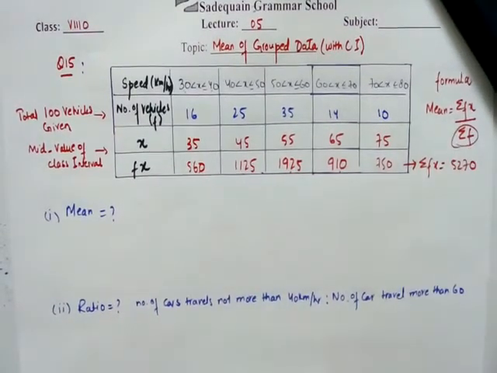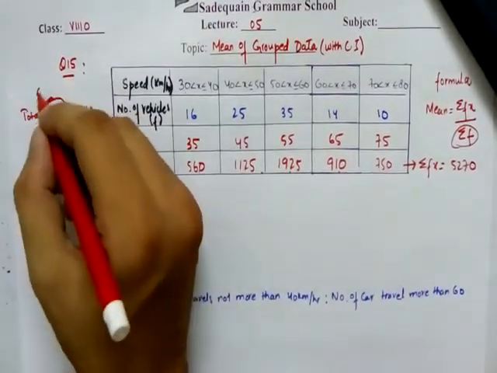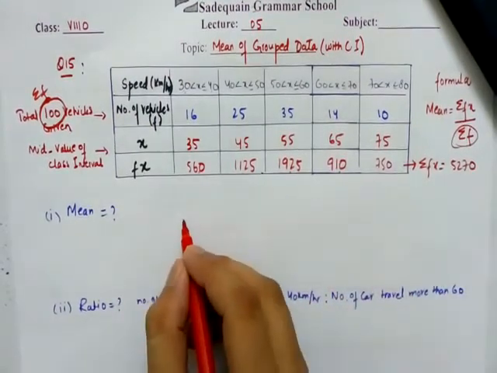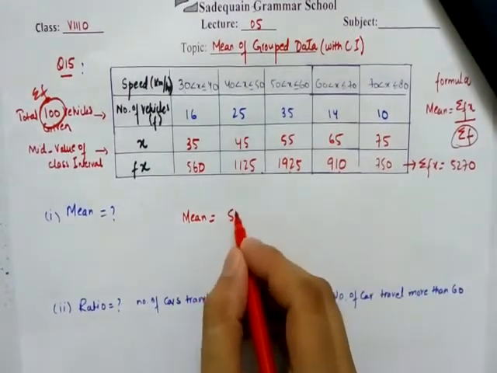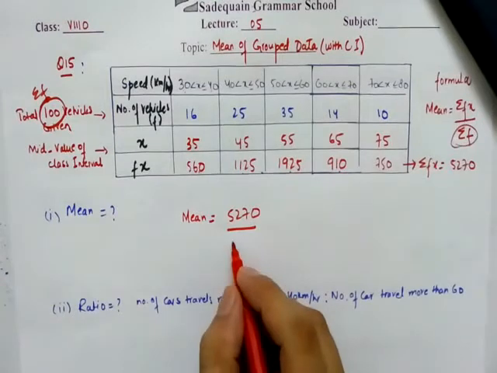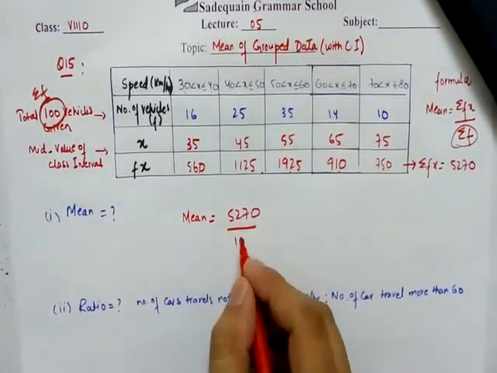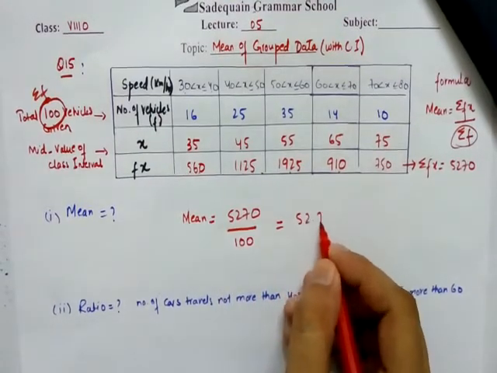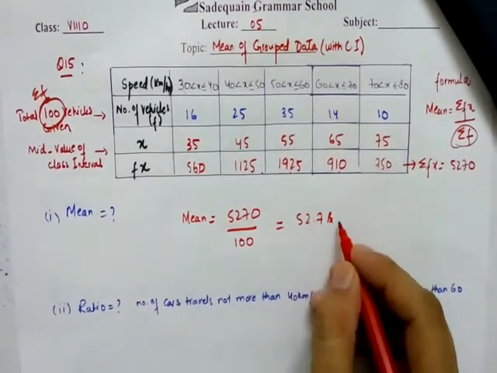And what about summation f? It's the total frequency. How many cars were there? It is written over there. It's our summation f, that is total frequency. So by substituting the values in the formula, summation fx I have calculated 5270 upon summation f, total cars, total frequency. Here it is 100, already mentioned. So the final answer would be 52.7 kilometer per hour.